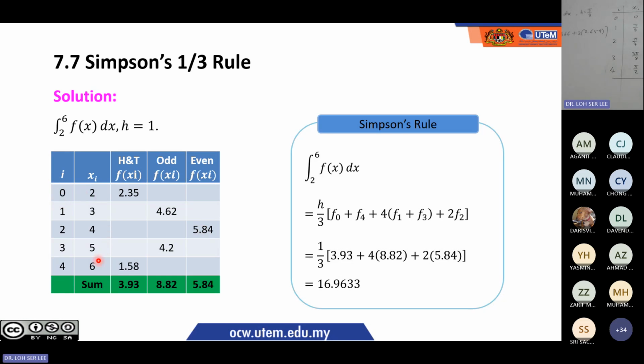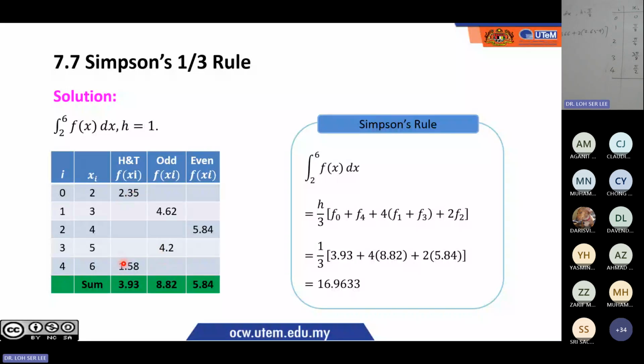Even though this is also even, since the values are already taken by the head and tail, we won't put the values here anymore, because the values have been occupied by the head and tail column. They will just appear once.